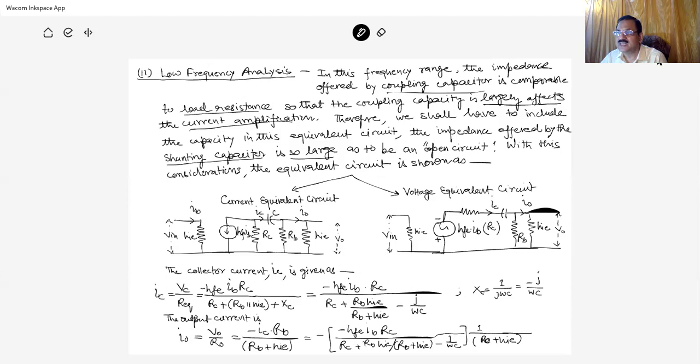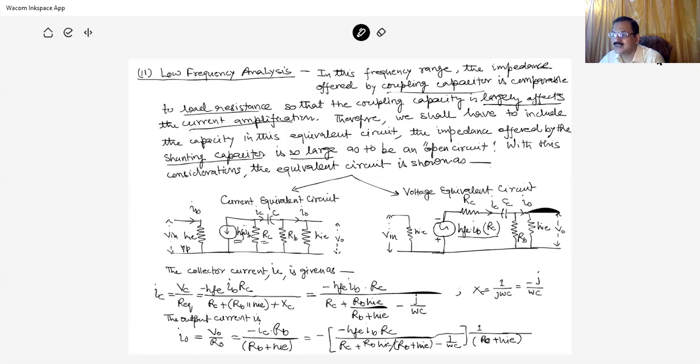With this consideration, the equivalent circuit can be drawn as the current equivalent circuit and the voltage equivalent circuit. Here this is the input impedance, and this is the V output. So the input portion is here. The output part is hfe into IB, and this is the coupling capacitor, and we consider this coupling capacitor in the voltage equivalent circuit. In this voltage equivalent circuit, this is RC, the potential drop. This hfe IB is the potential drop across RC. This is RC, then this is the C, and here it is RB.